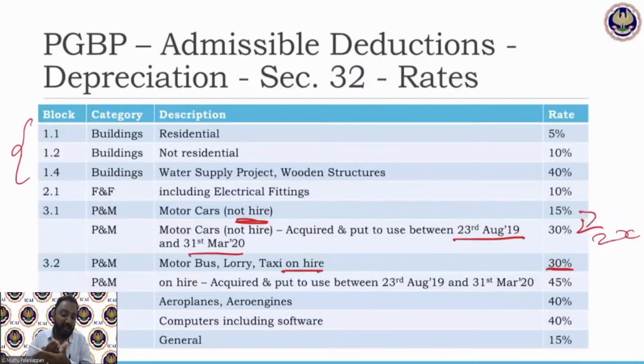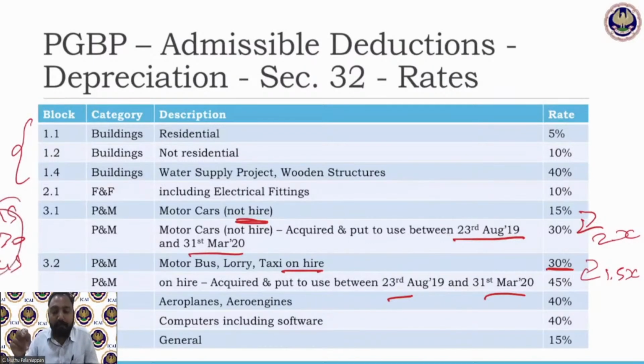Whereas if you are in the business of hire and have purchased in that period, August 19 to 31st March 20, you are eligible for 1.5x. That is, for 30%, you claim 45%. So it's 15, 30, 45, multiples of 15. 15 is for not hire. 30 is for not hire between that period, and for a hiring business also it is 30%. For a hiring business, within that period, it is 45%. So 15, 30, and 45 are the numbers that you can remember. So that's what it is about cars.